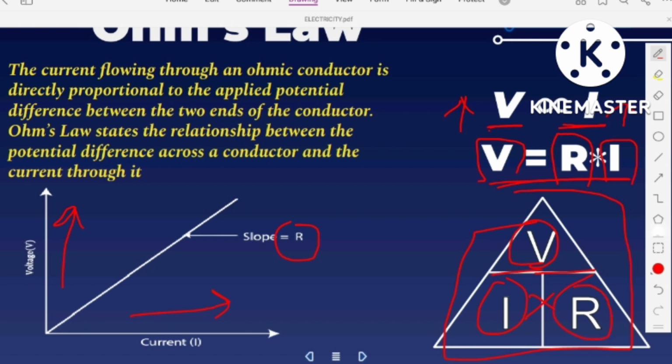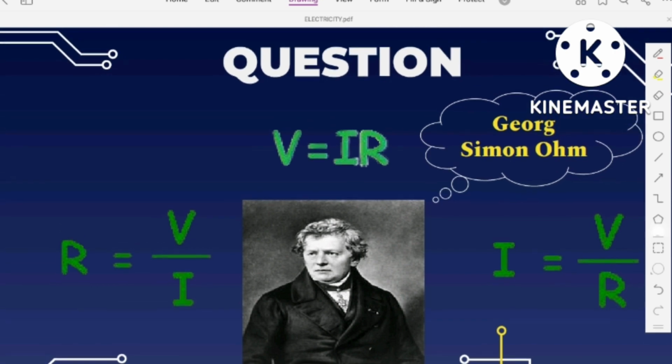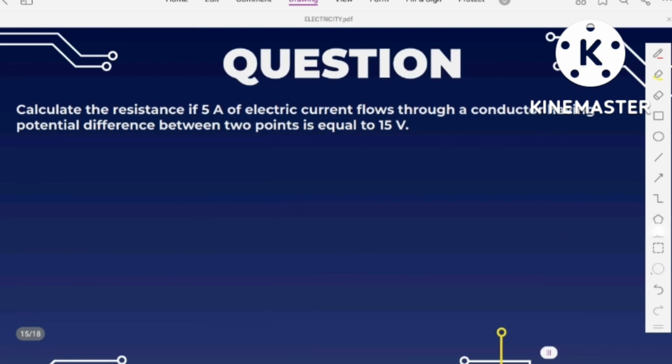So, who is the person who contributed this Ohm's law? It's none other than Georg Simon Ohm, who was a German physicist. Before doing some questions on it, we must remember these three relationships between the voltage, electric current, and the resistance of that particular conductor. So let's dive in and do some questions.